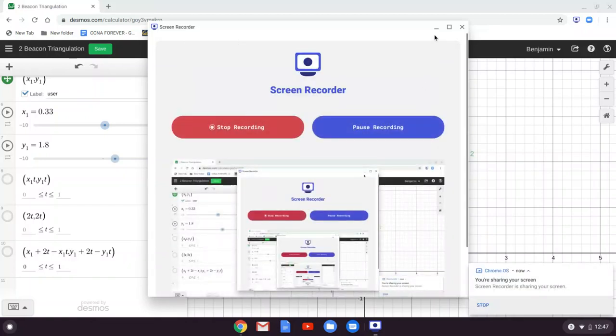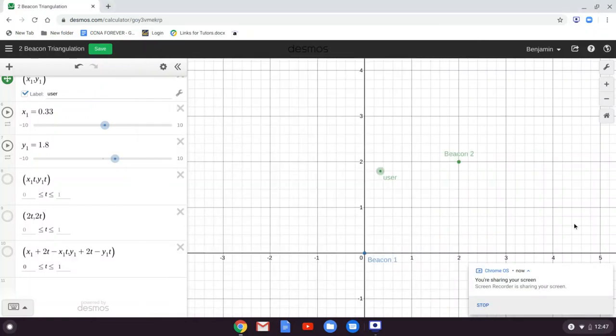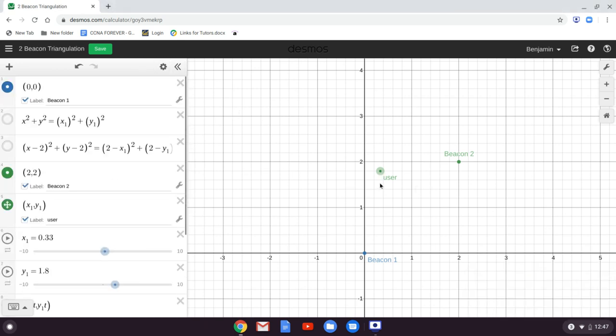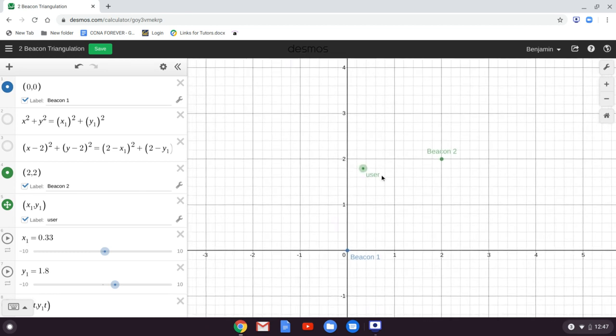All right, so this video is going to describe some basic properties and approaches to triangulation. I'm basically using triangulation in a Bluetooth design setup where I have two beacons that receive Bluetooth signals that can then triangulate the position of some Bluetooth device. So I use Desmos because it's amazing and it can be used to describe this approach.